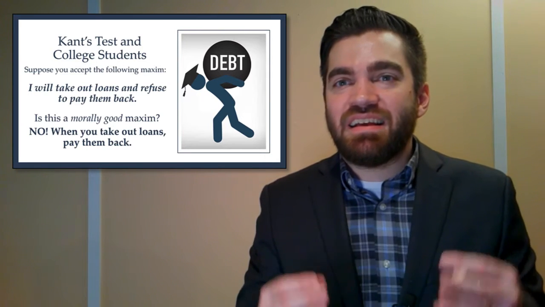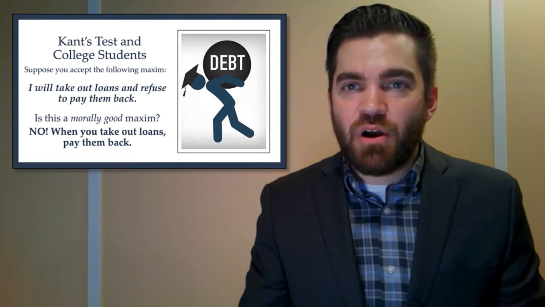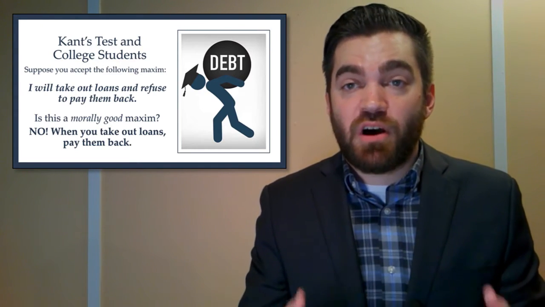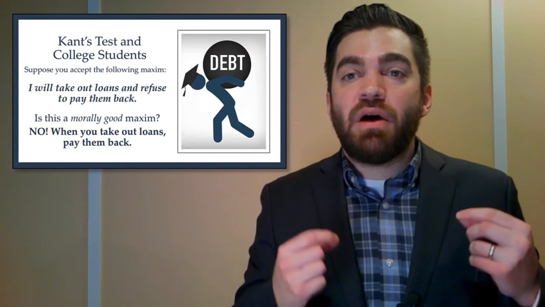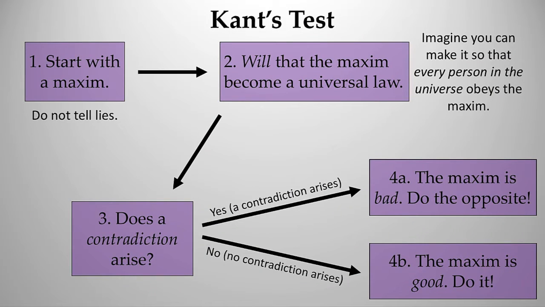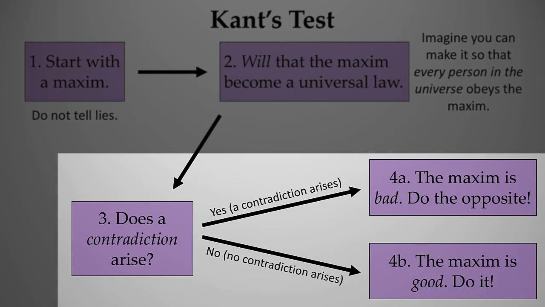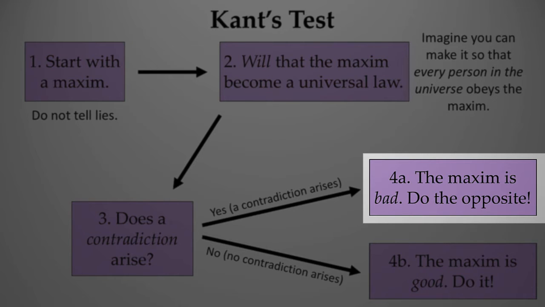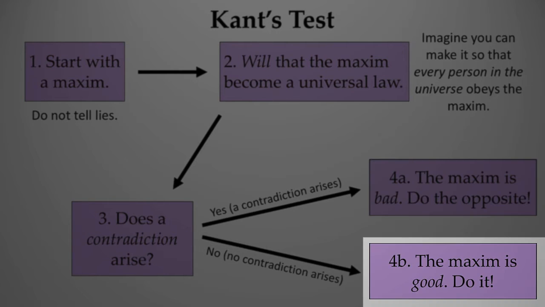Now, like I said at the beginning, this gets complicated. It might be hard to understand. There are going to be easier ways of talking about it, which we'll talk about in a moment. But this test is supposed to work for any maxim whatsoever. You can run the same test on it, and either a contradiction arises or it doesn't. When a contradiction arises, morality says you should do the opposite. When there is no contradiction, then it's a morally good thing to do.